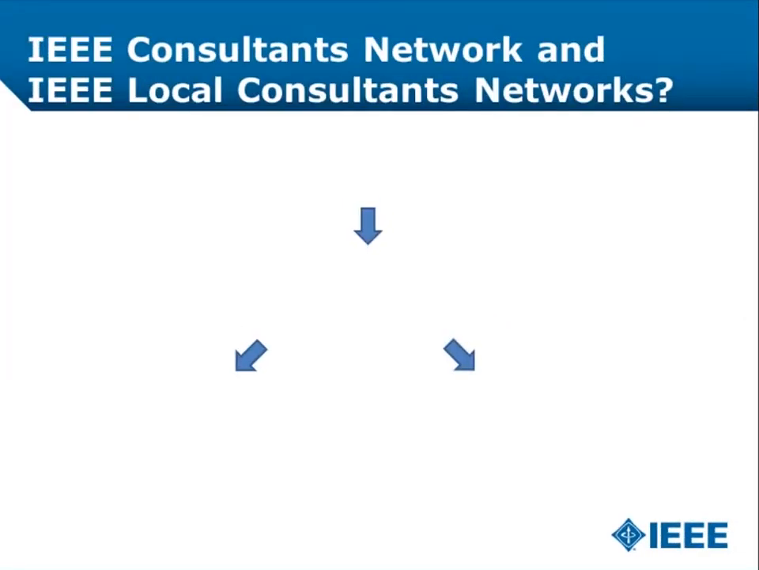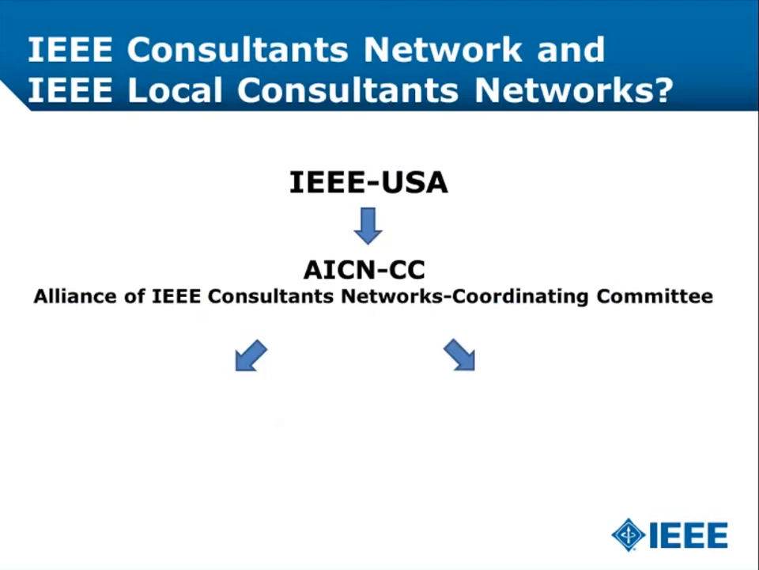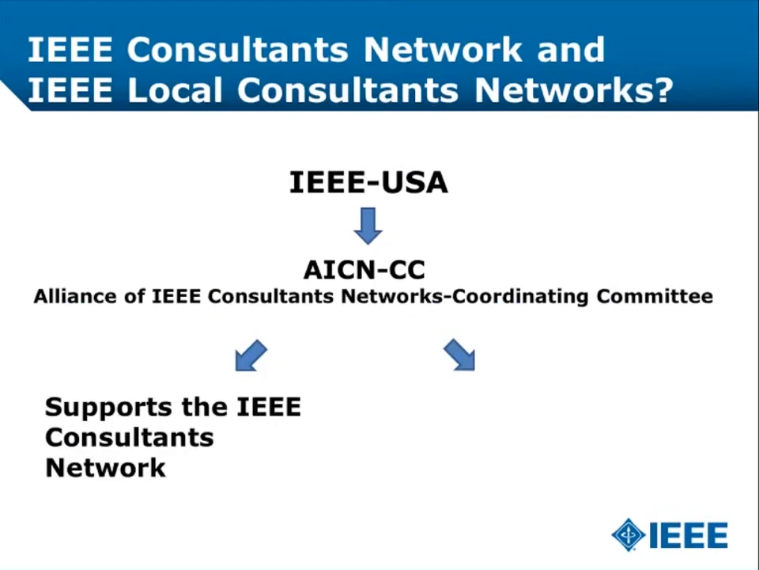Now, the IEEE Consultants Network and the IEEE Local Consultants Networks may sound very much alike, but are a little bit different. Let me explain to you what that means. The IEEE USA started with a committee, and still today they're still doing their function, which is called the AICN-CC. What does that stand for? It's the Alliance of IEEE Consultants Networks Coordinating Committee. This is a committee in which I have served and continue to serve, and this committee is very active.